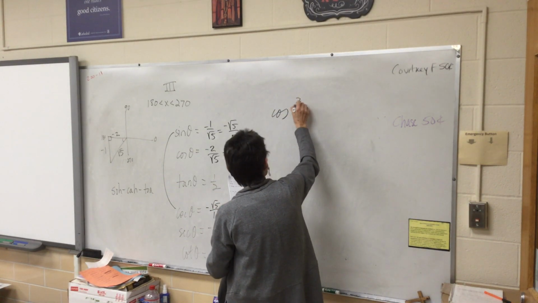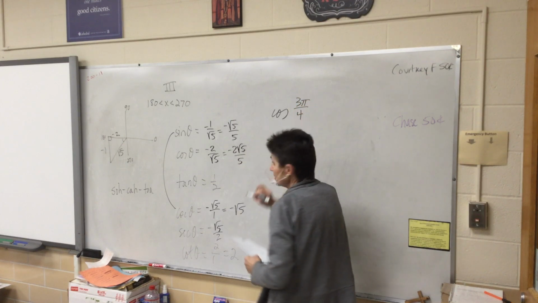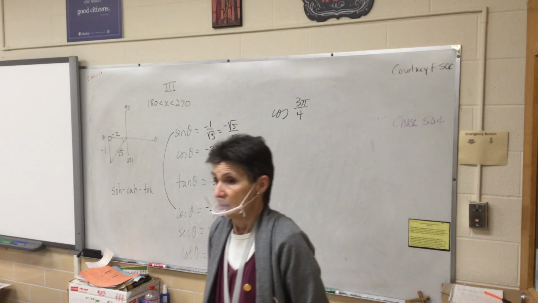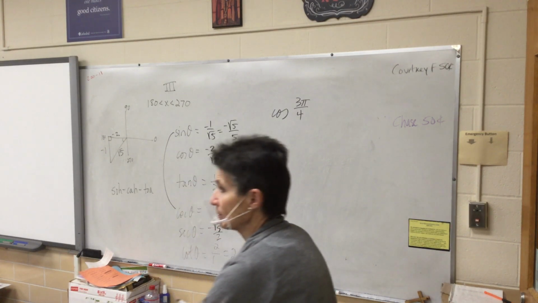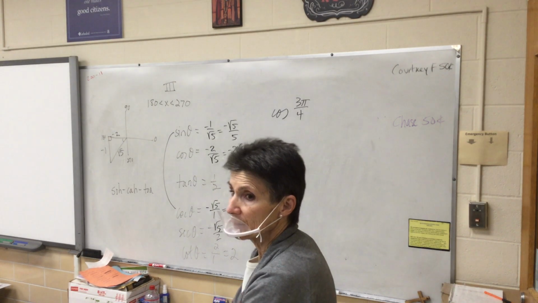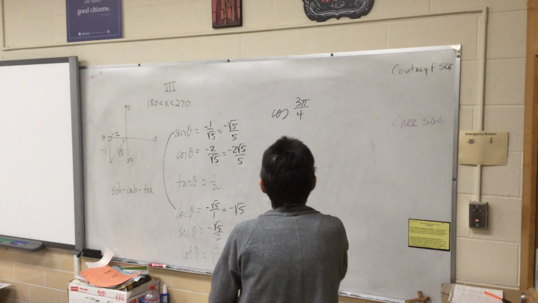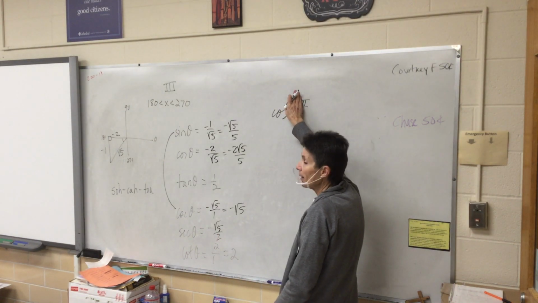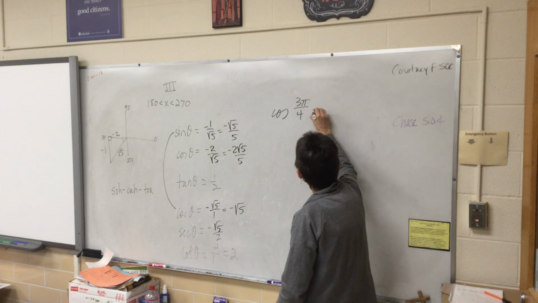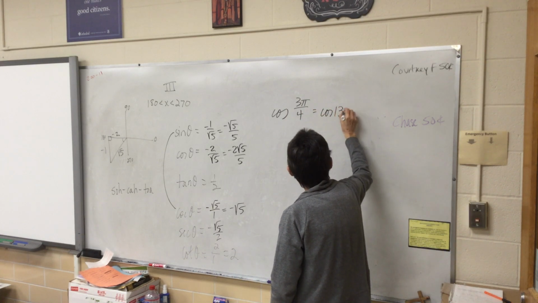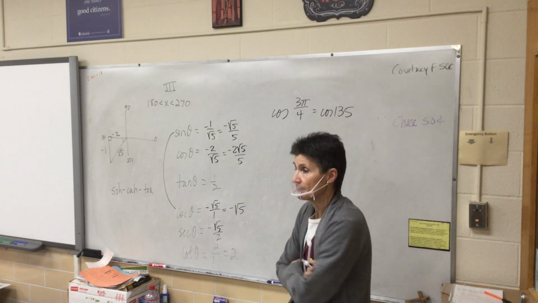A whole bunch of practice. Your quiz will have one of these. What's the first thing I need to do when it says cosine 3 pi over 4? Change it to degrees. So pi over 4, 180 over 4 is 45, and 3 of those is 135. So 135.